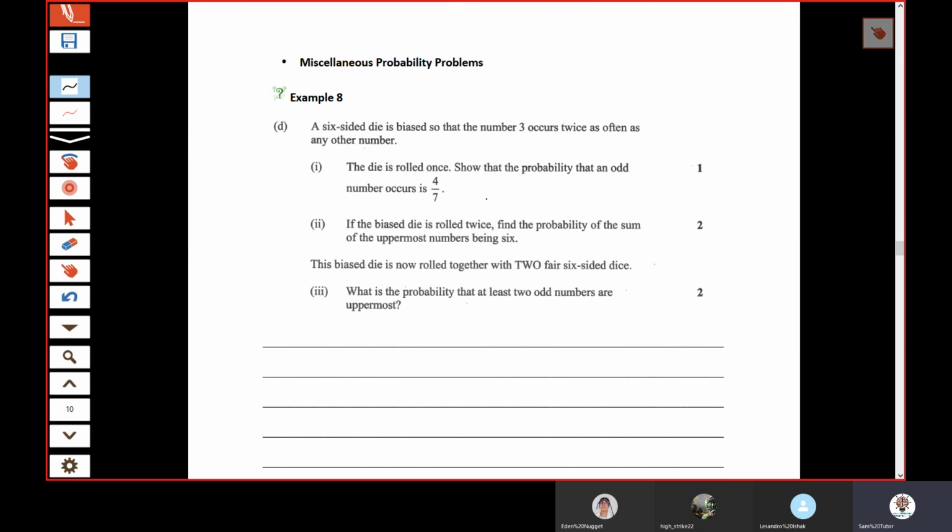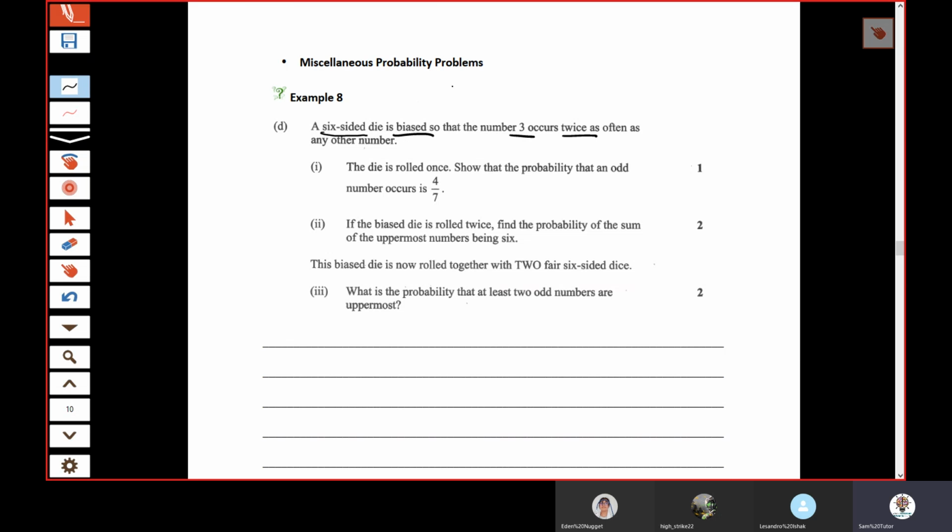Hold on. Let's just do questions. It'll be a lot easier. Let's go. Here we go. All right. A 6-sided die is biased. So the number 3 occurs twice as often as any other number.